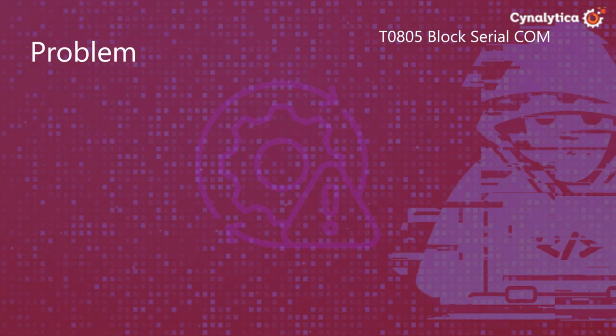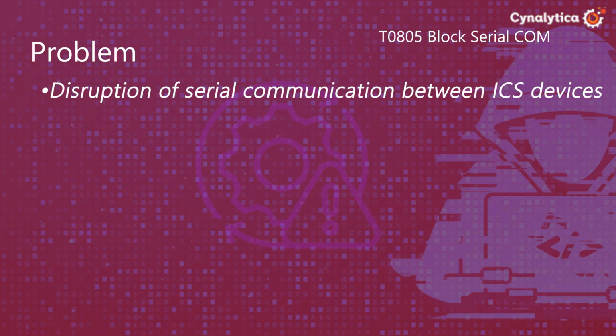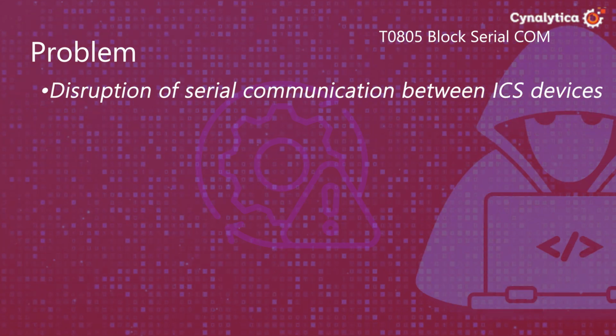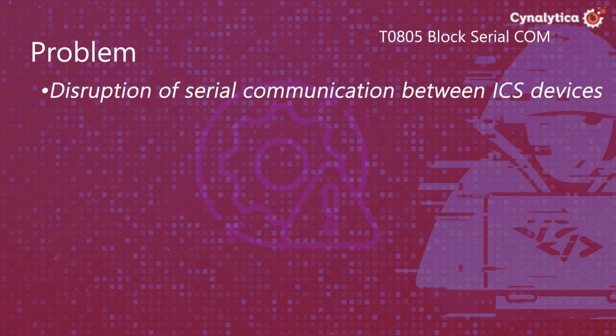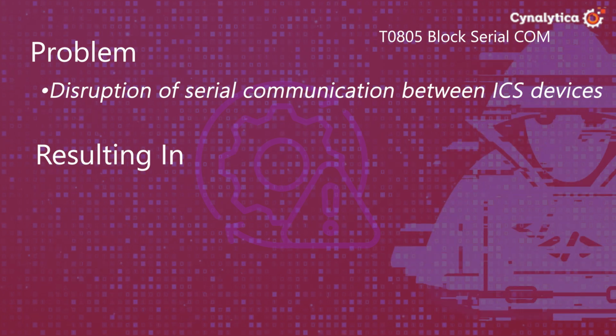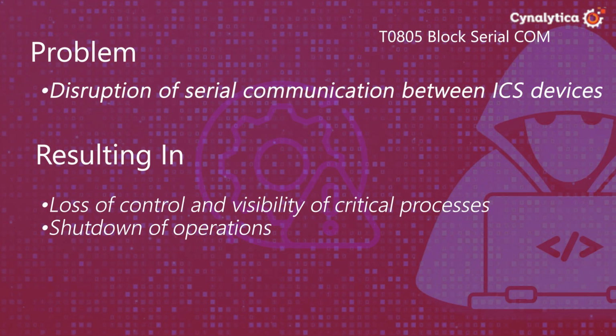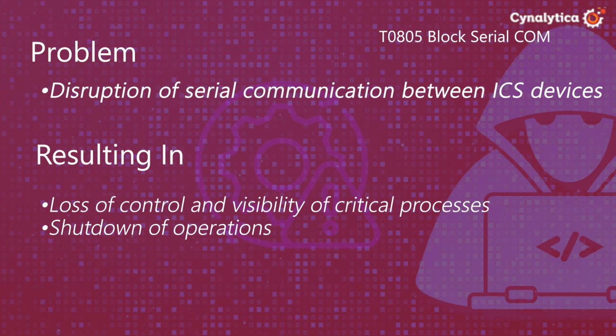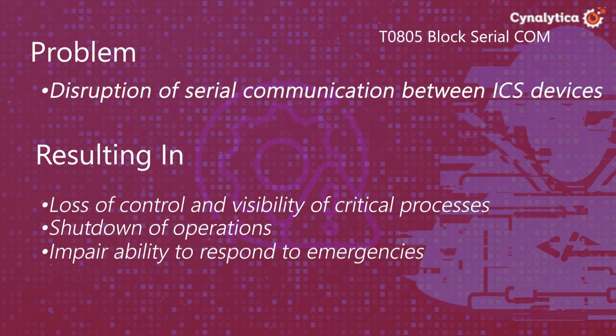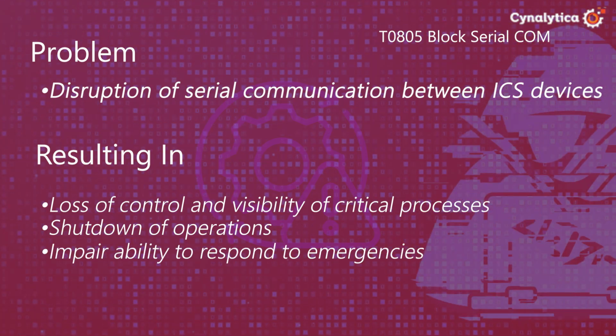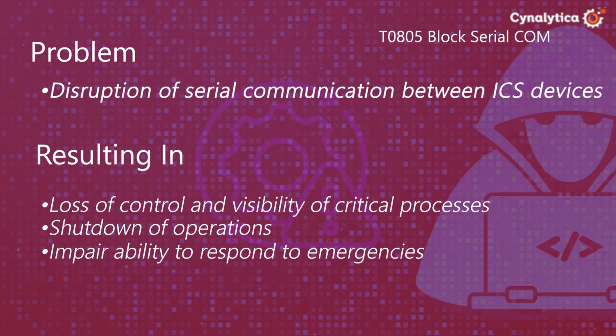The blocking of serial communications involves disrupting the serial communication channels between ICS devices, leading to a loss of control and visibility over critical water treatment processes. This can halt operations and impair the ability to respond to emergencies. Serial communication is fundamental to many legacy ICS devices.